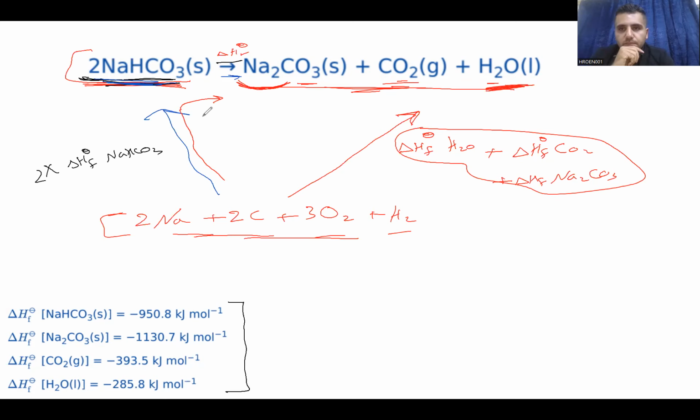Any delta H over these 2 arrows will be added together. Their values will be added together. Any delta H over this arrow will be added together. So what do we have on this arrow? We have 2 multiplied by delta HF of what? Of NaHCO3. We add it to what? In step 1, we drew delta HR. So we add it to delta HR.